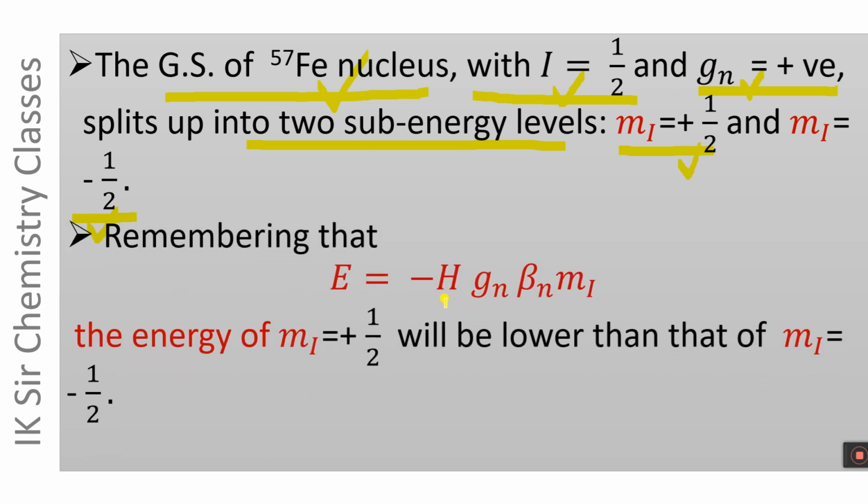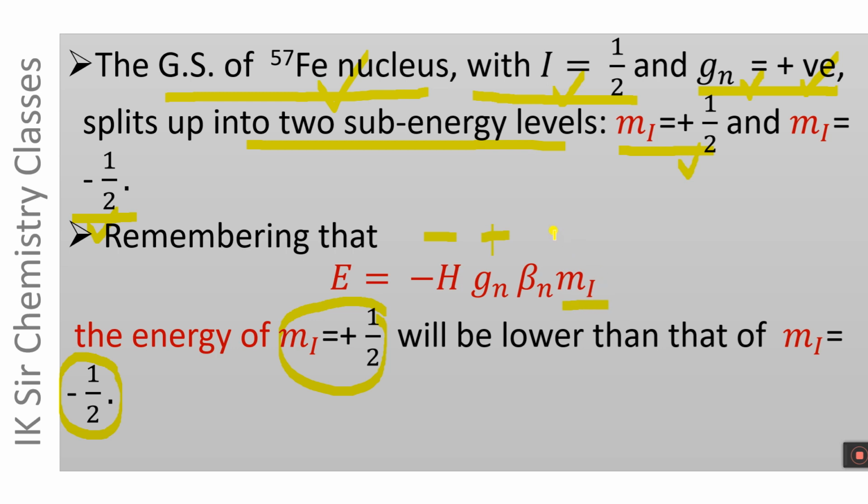Remembering that the energy of a nuclear sub-energy level is given by E equals minus g_N beta_N m_I, the energy of the m_I equals plus half energy level will be lower than the m_I equals minus half energy level. It can be understood in the following way. This term is negative, g_N is positive. Therefore, the sign of energy will depend upon the sign of m_I.